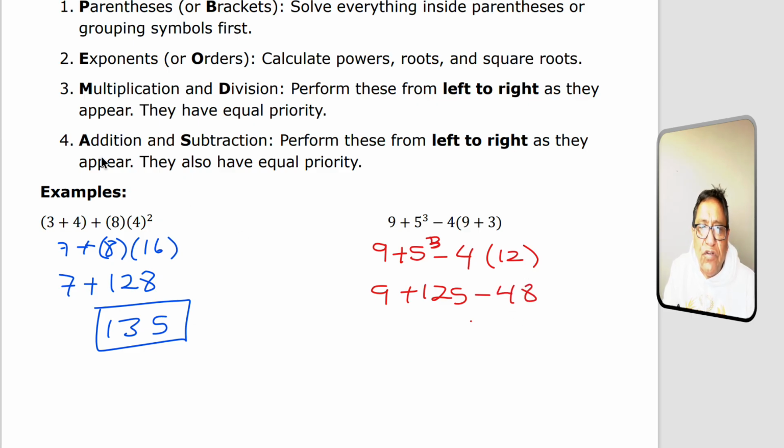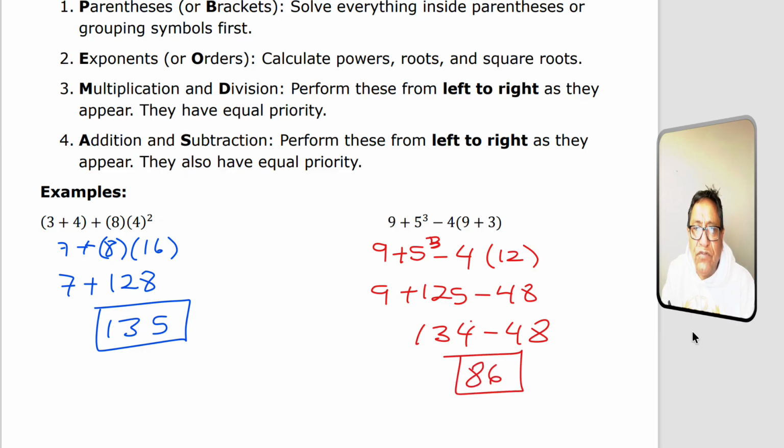Now we have to follow the order of operations, the last step: addition and subtraction, from left to right, whatever comes first. So 9 plus 125 will be 134, correct? Minus 48. Now 134 minus 48 will be 86, correct? So that will be the solution.